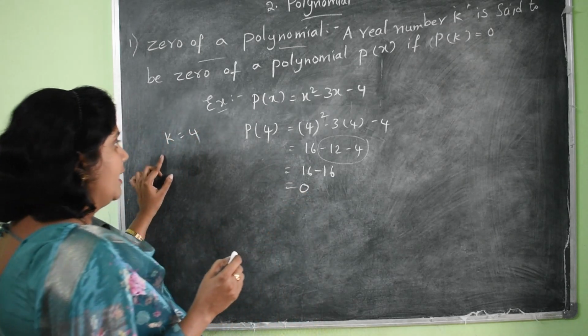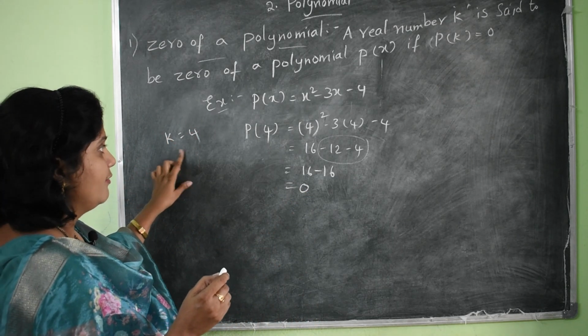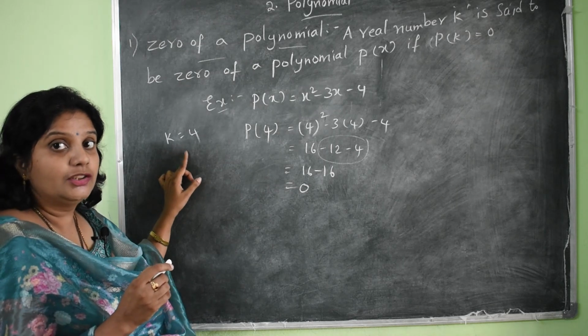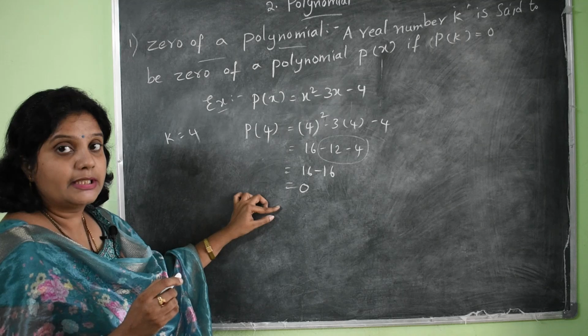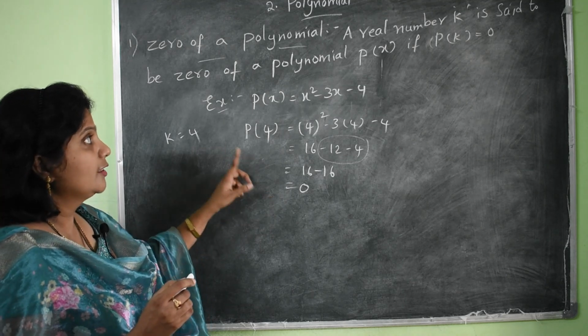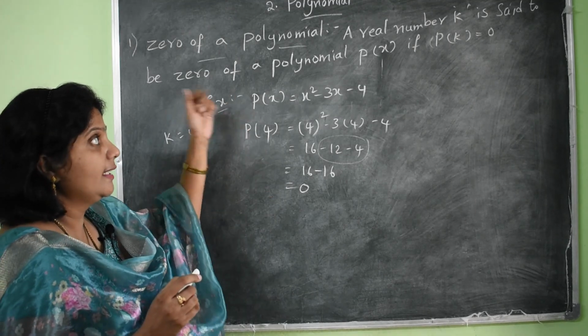Means when we took k is equal to 4, what happens? The p of x value will become 0. So then it is called a zero of a polynomial. That is only the definition.